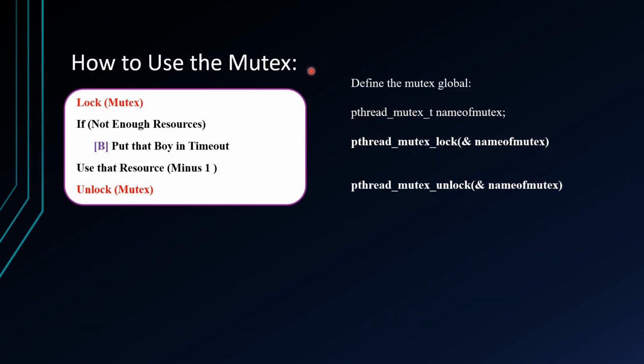How to use the mutex. So it's just pulling out the first one. You define the mutex global, right? And then you do pthread lock, name of mutex, and unlock, right? Because it has to be within a lock and unlock region. That's all this is saying. And now we define a global.